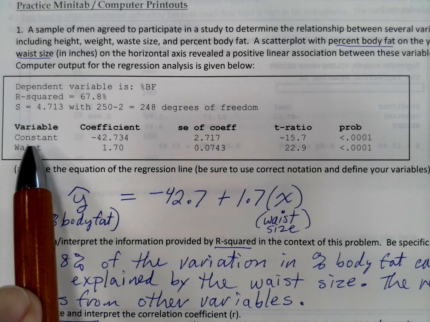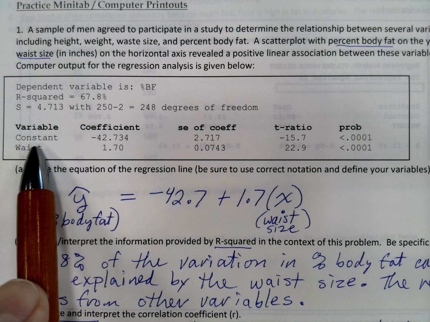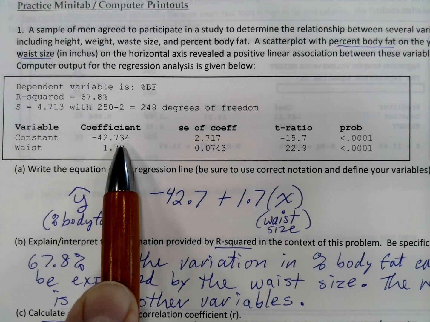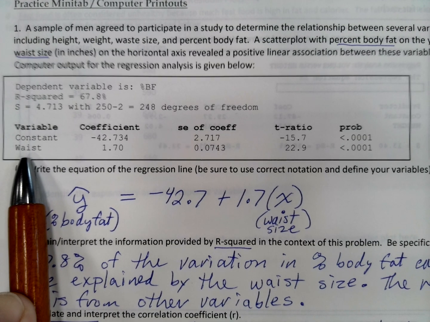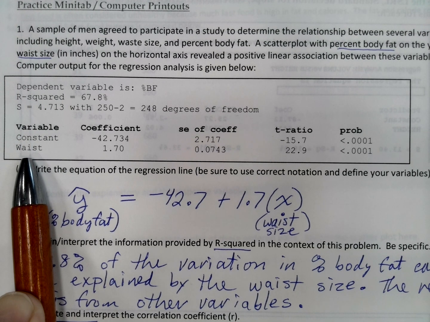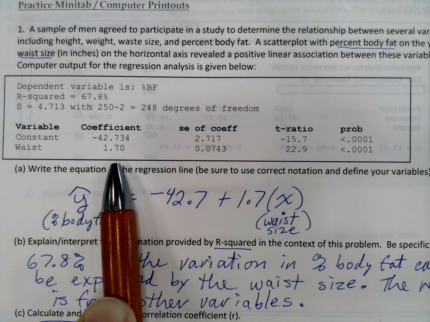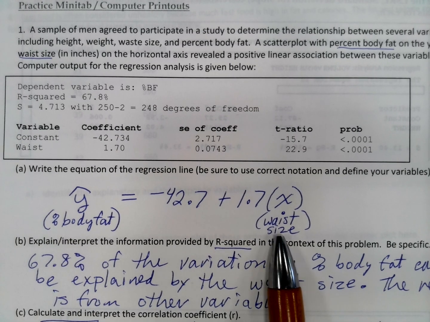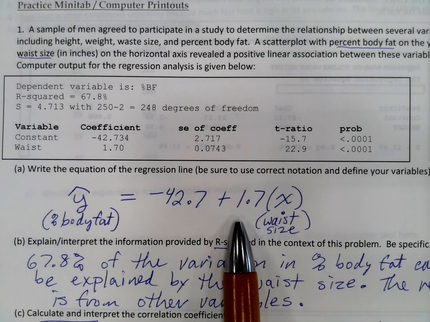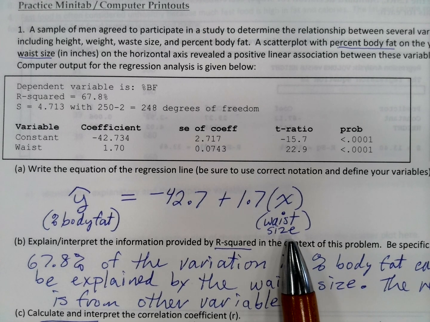So the first place I look is under coefficient. What's my constant? That's the negative 42.734. So I put that as my y-intercept. The waist, because they put this on here, that's telling me what my x variable is, right? So my 1.7 is my slope, and that goes along with the waist as my x variable. So I put the 1.7 in as slope and waist variable.